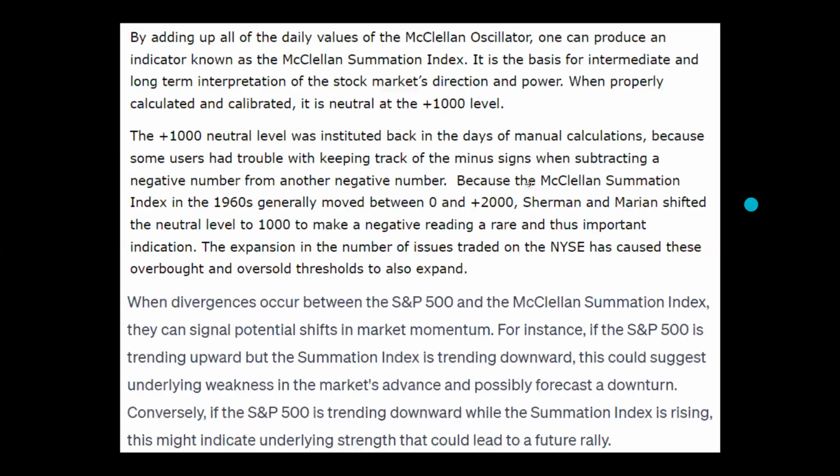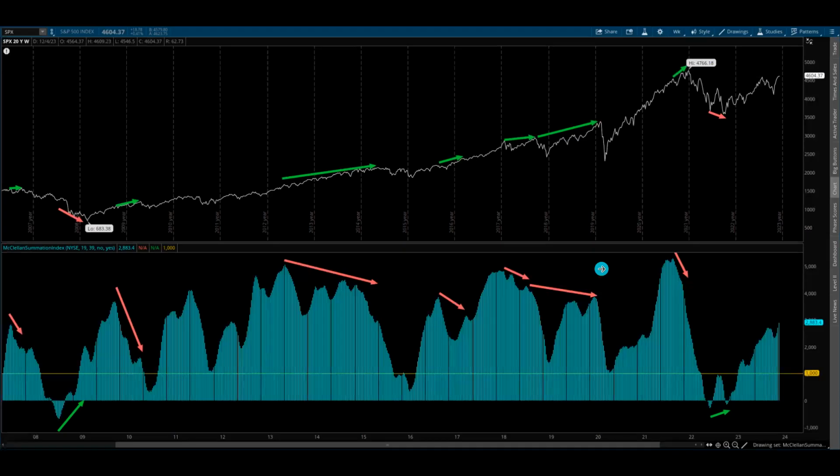We'll also give you guys a nice little technical definition of the McClellan Summation Index, so that way you guys can truly learn about it. And then we'll dive deeper into, again, how I like to use it to spot divergences. If you're not familiar with that simple term divergence, it's actually not that complicated, and we'll break it down very simply in today's video.